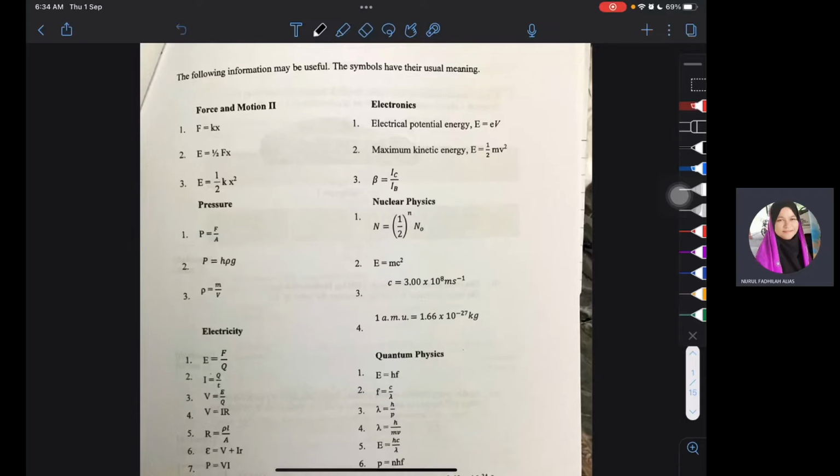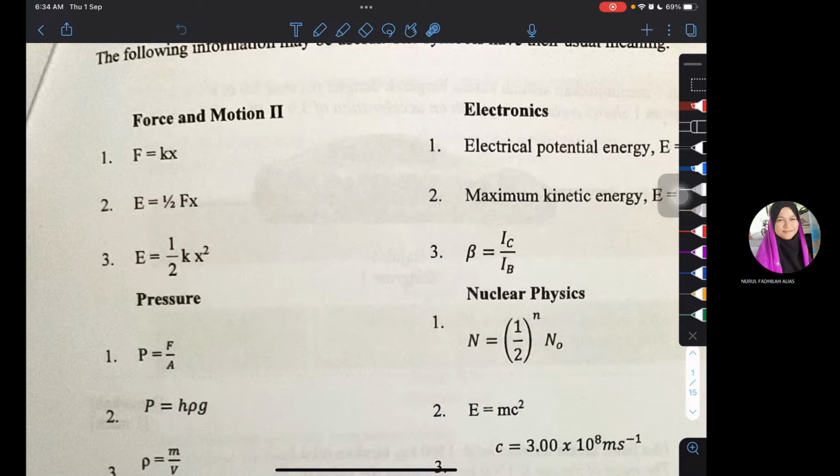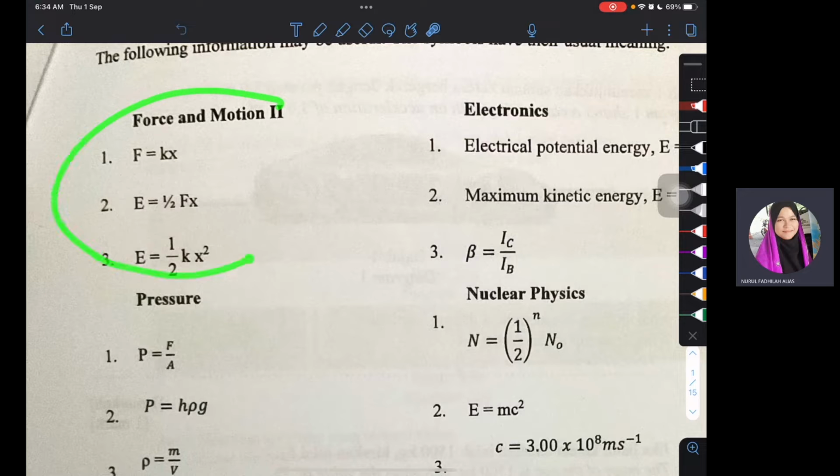Look at the formula, make sure you are familiar. Okay, so for the topic, for chapters from Form 5, here are the formulas. Force and motion 2: F equals kx for Hooke's law.